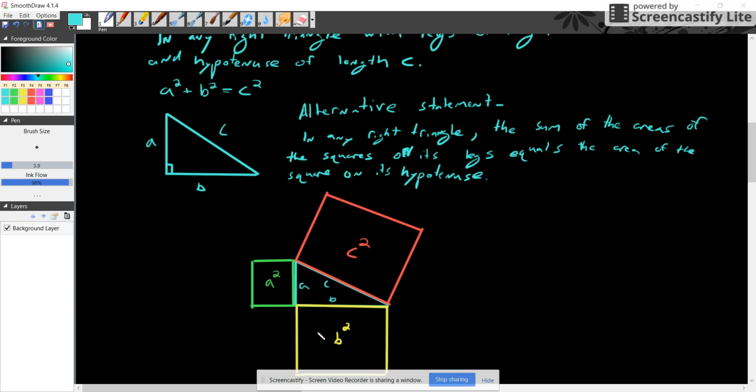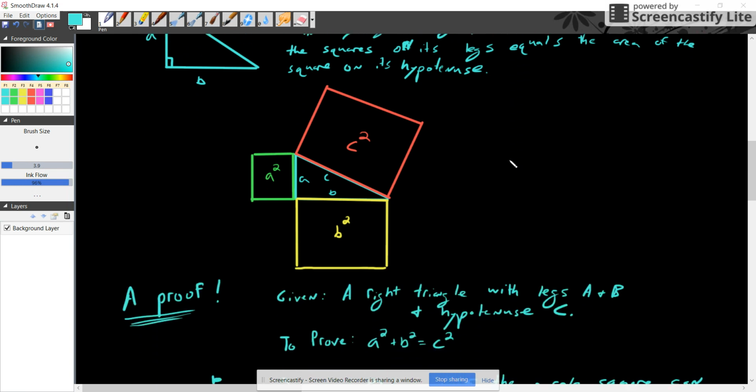This is that square. This is on leg A. The square on leg B is this yellow square. The sum of the areas of the squares on its legs equals the area of the square on its hypotenuse.